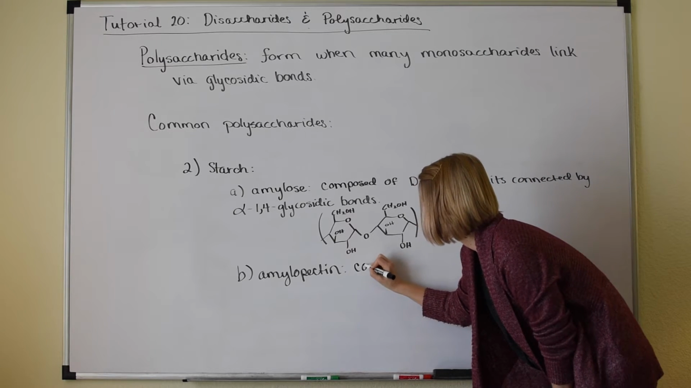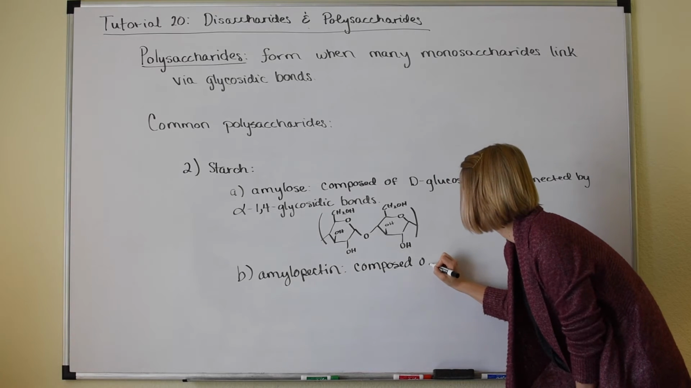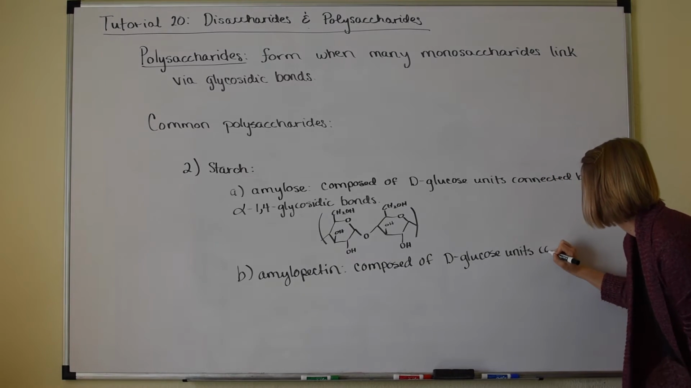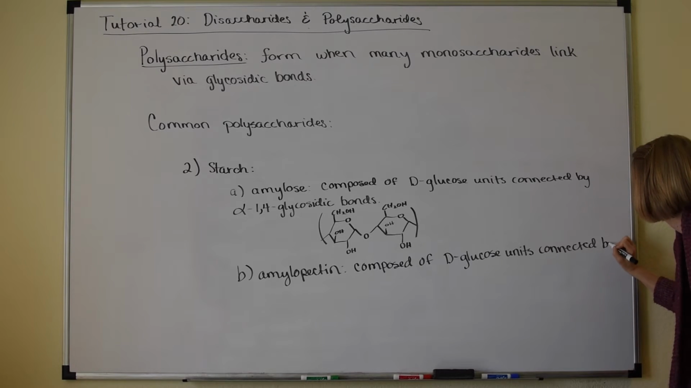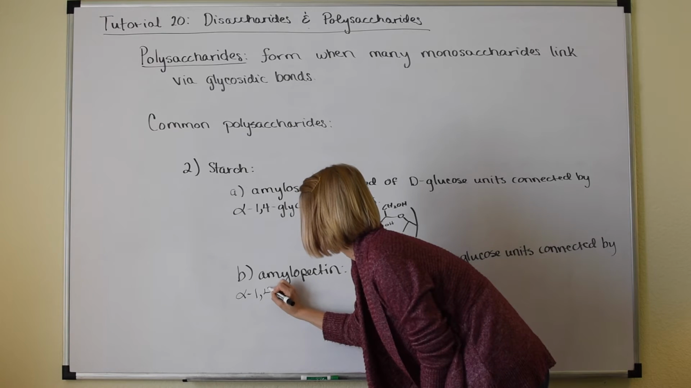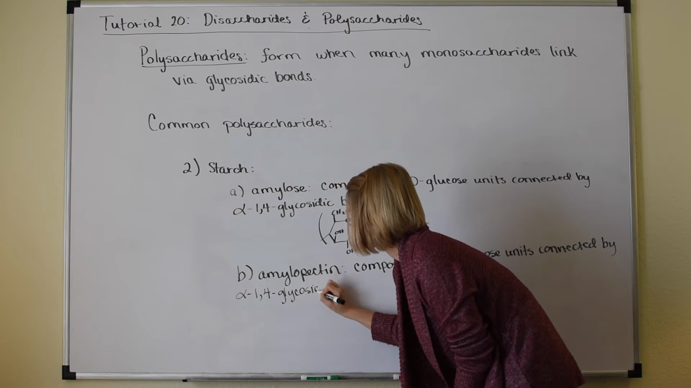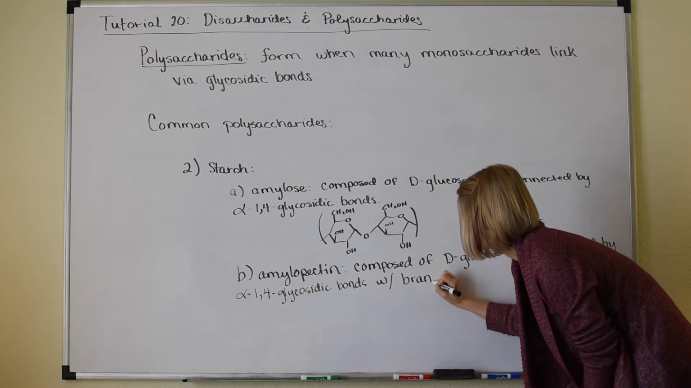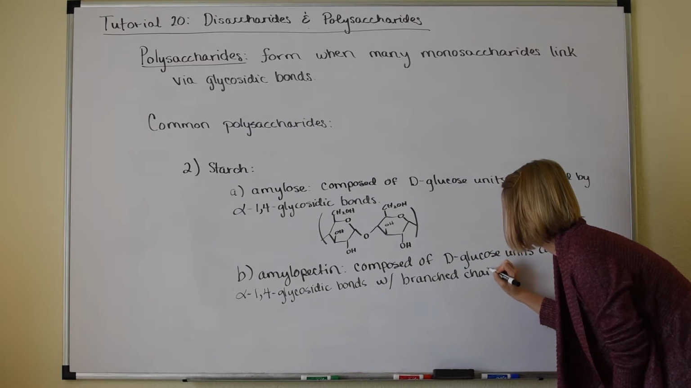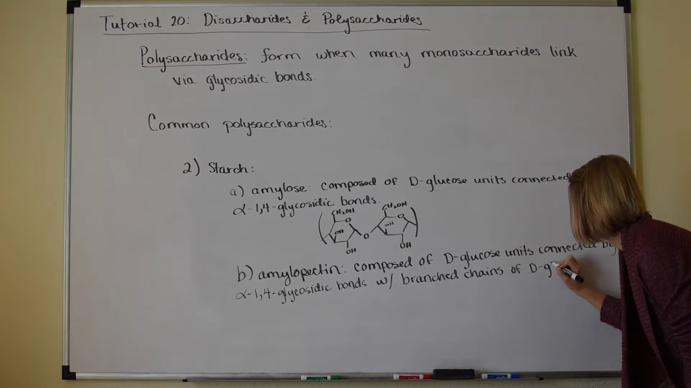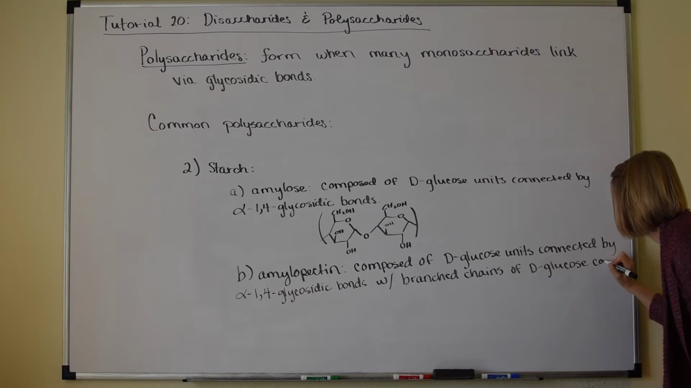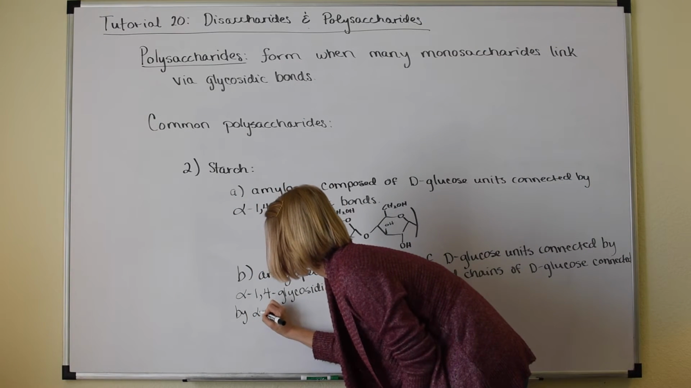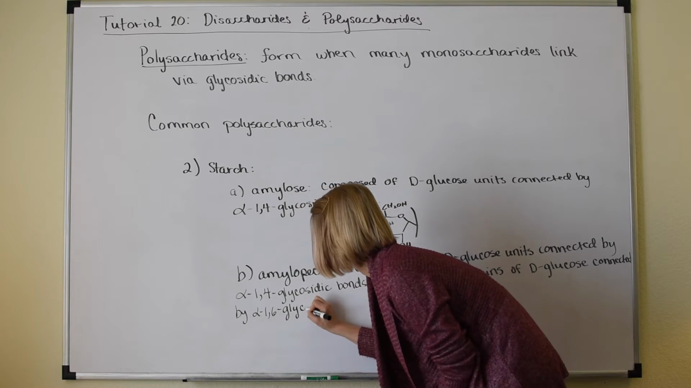Okay, so let's write up here first: composed of D-glucose units connected by alpha-1,4 glycosidic bonds with branched chains of D-glucose that are connected by alpha-1,6 glycosidic bonds.